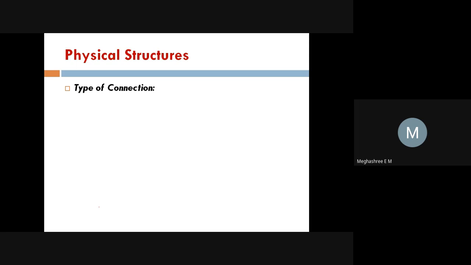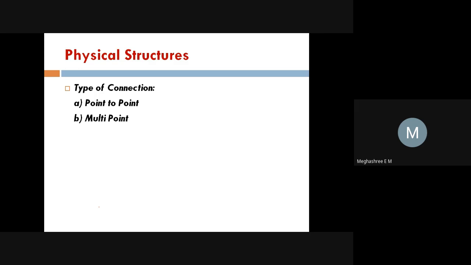So the link that is provided between the devices is of two forms. One is point to point and the second one is multi-point. So the types of connection that can be established between the devices in a network are of two types. One is point to point, second one is multi-point.